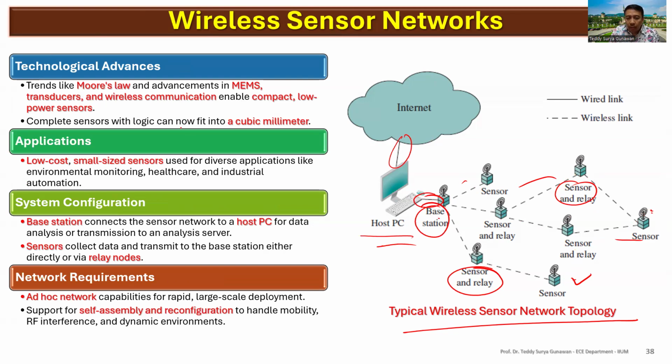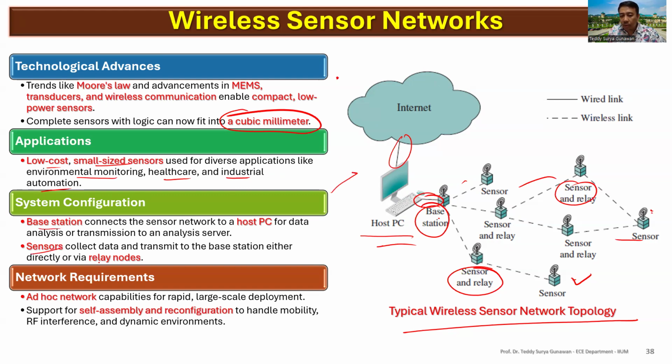Okay. So a complex sensor with logic can now fit into a cubic millimeter. So very small, maybe millimeter size. Okay, it has the sensor and also it has the logic. Okay, the application of WSN is low-cost small-size sensors used for diverse applications such as environmental monitoring, healthcare, and industrial automation.